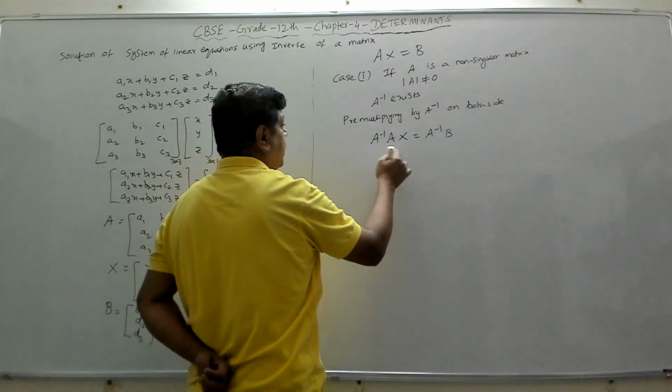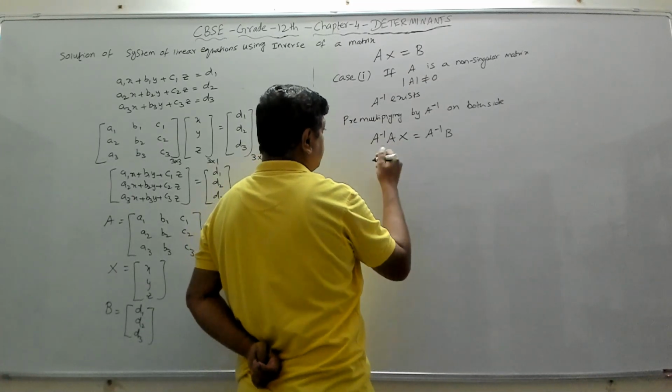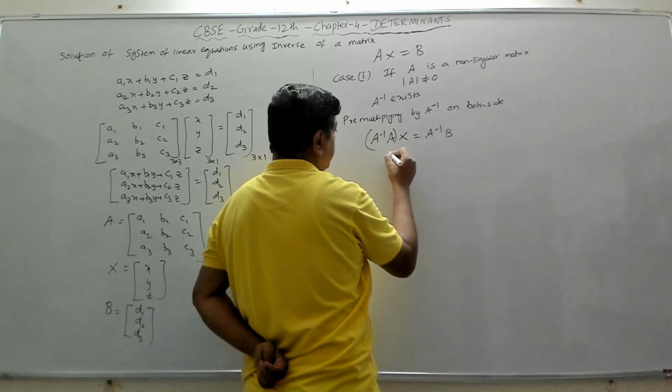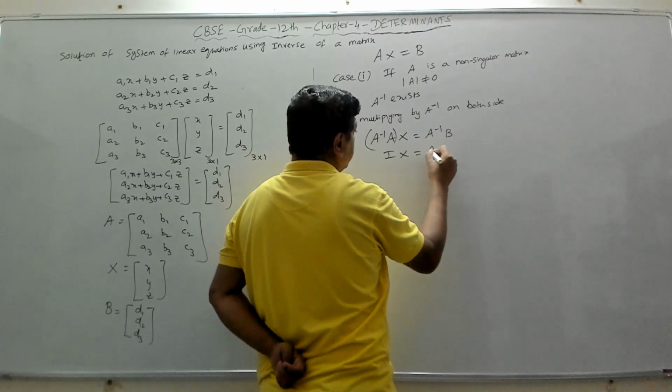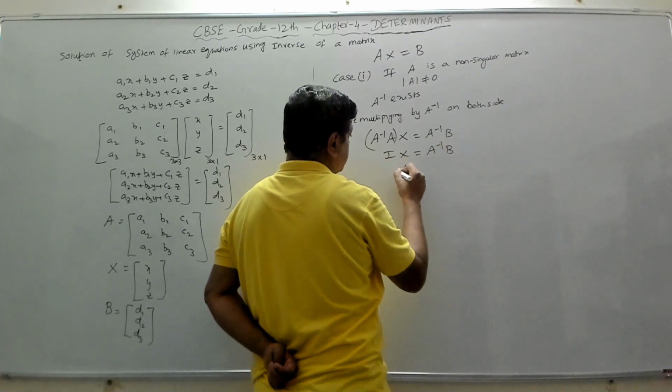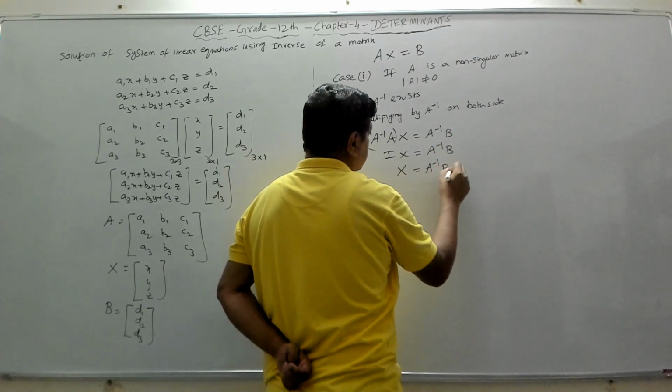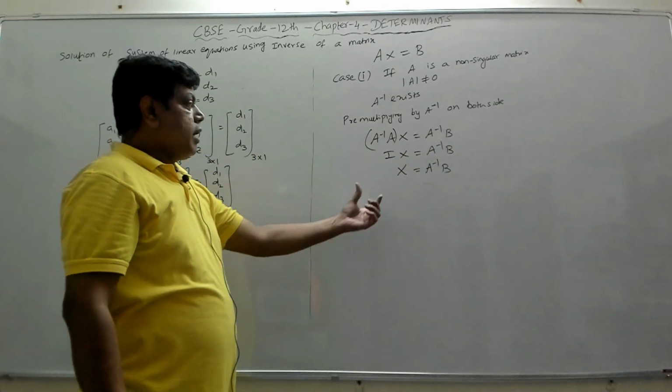So pre-multiplying by A inverse on both sides, this is associative. A inverse into A will become I, so I into X equals A inverse into B. I into X is the X matrix, which will be equal to A inverse B. Now we can find the matrix X.